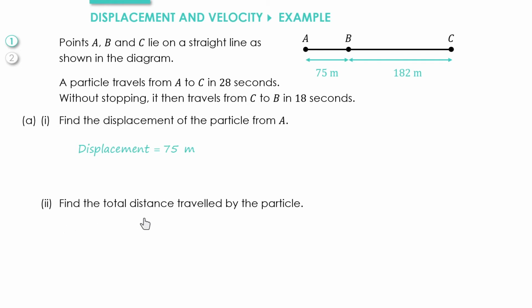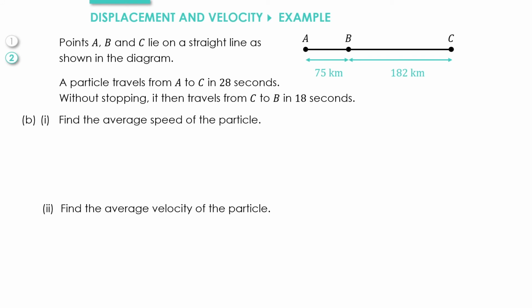In part 2 though, we want to find the total distance travelled by the particle. We are bothered about how it gets there this time. It travels from A to B, that's 75 metres, B to C plus another 182, and then back to B plus another 182. So we do the sum of those three values, 75 plus 182 plus another 182, we get 439 metres. Let's have a look at a couple of calculations with speed and velocity then.